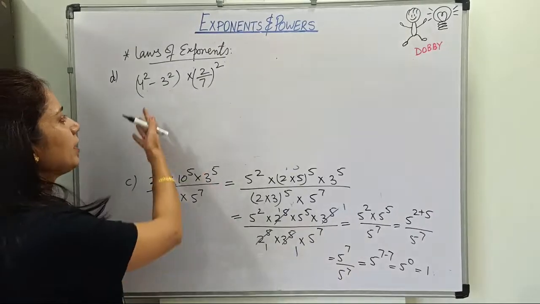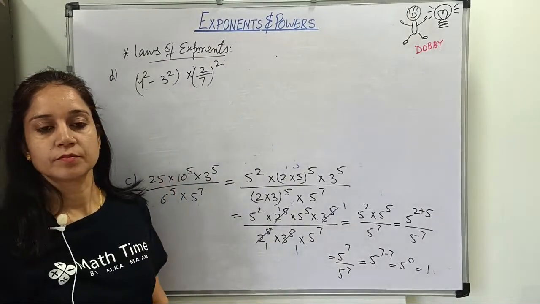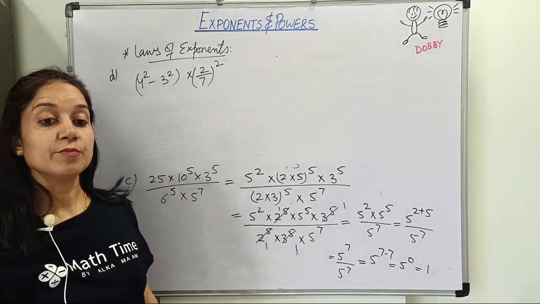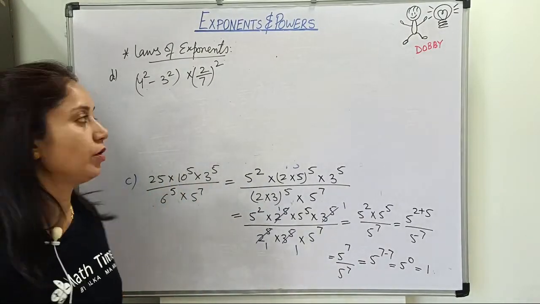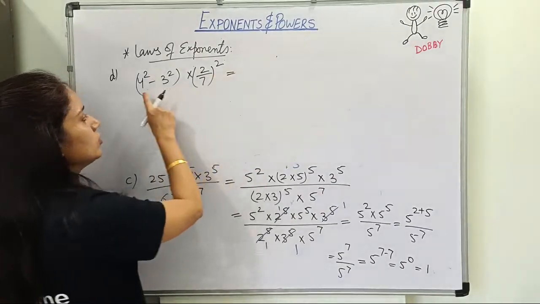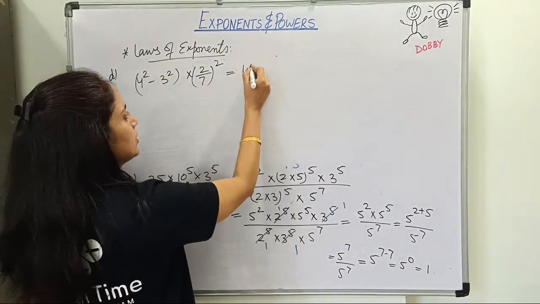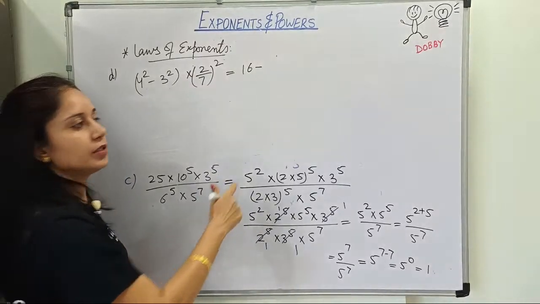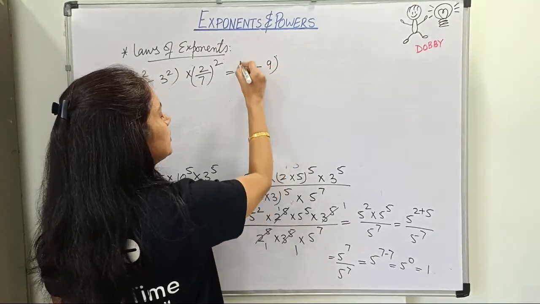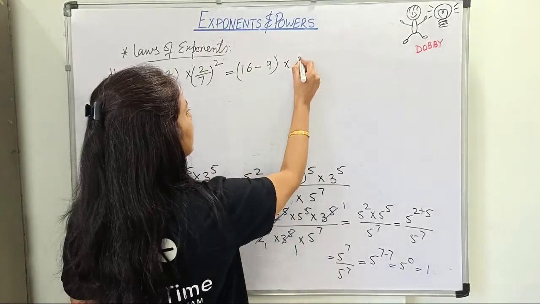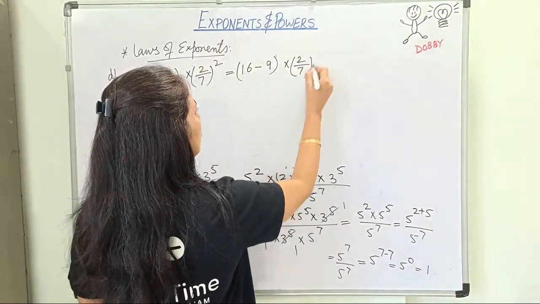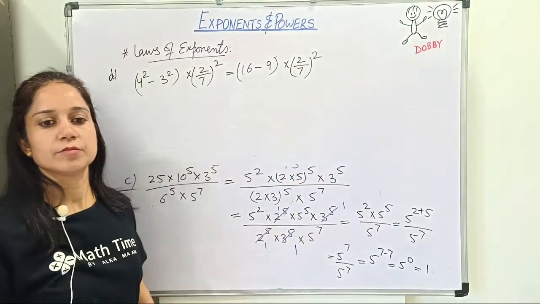Now can we make anything same here? No. So another method. See, as per the question you have to think how it can be solved. So 4 square is 4 4s are 16, minus 3 square, 3 3s are 9. 16 minus 9 in the first bracket. Second, 2 upon 7 whole square as it is.